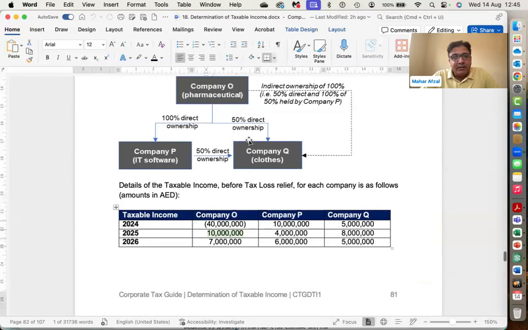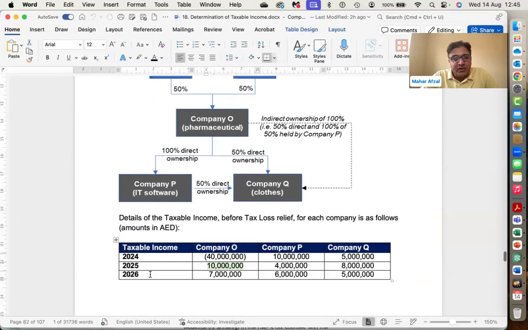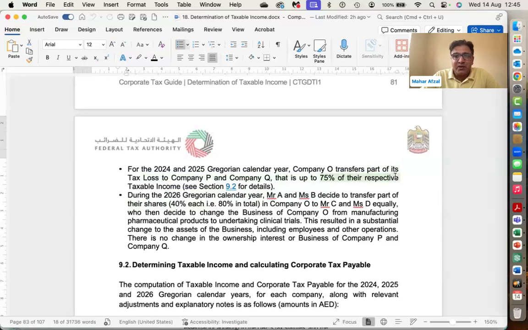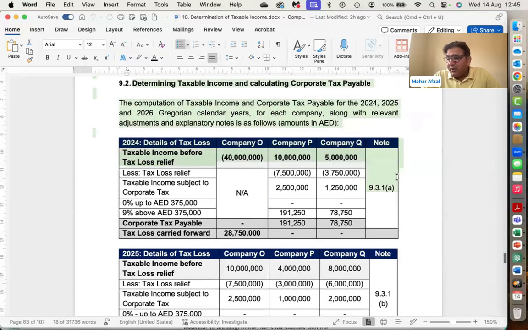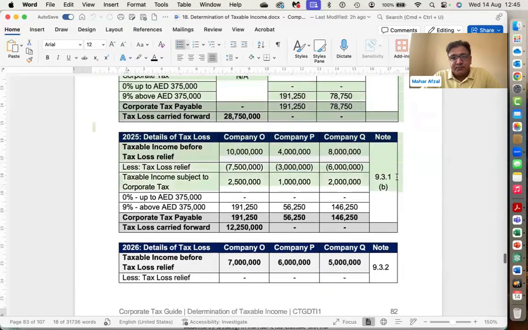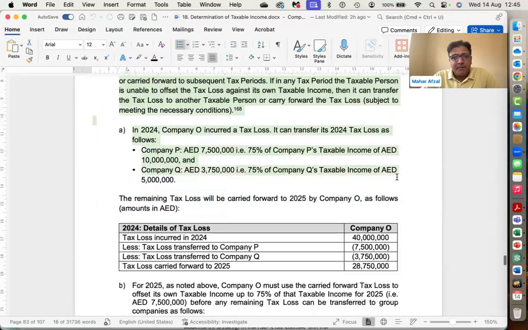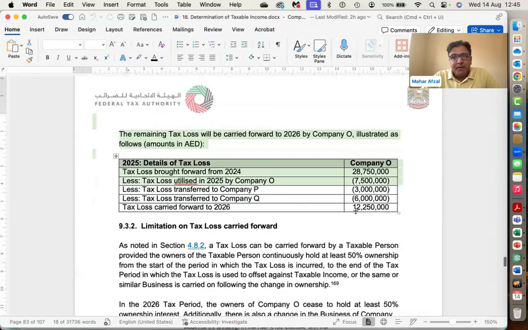So third year, the ownership change. If you go into the detail of this, they said in 2026 there is an ownership change, and they are not under the qualifying group. Once the qualifying group is over, they cannot adjust the losses. They can only adjust the losses if they are a qualifying group, at least 75% holding, and all the conditions are satisfied. So my remaining loss is 12,250. This will be carried forward.